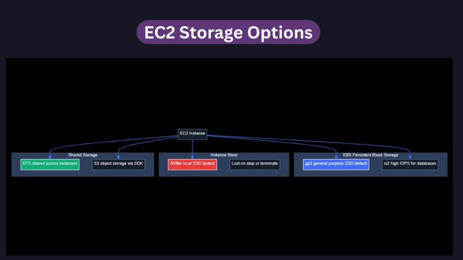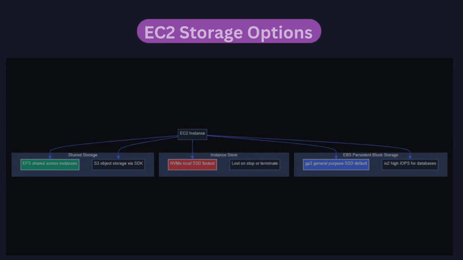Instance Store offers extremely fast local NVMe storage, but is temporary and gets deleted when the instance stops or terminates. EFS provides shared file storage that can be accessed by multiple EC2 instances at the same time. These options allow you to design storage according to speed, cost, and durability requirements.